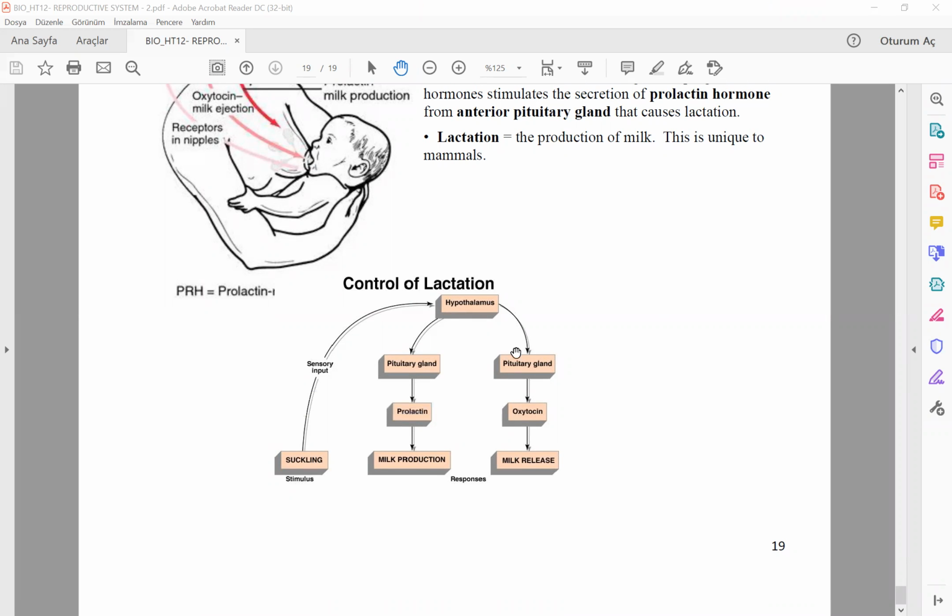The hypothalamus, through the posterior pituitary, secretes oxytocin, and it causes milk release. But also the hypothalamus affects the anterior pituitary gland, and the anterior pituitary gland secretes prolactin, and it increases milk production. Suckling of the baby causes more and more of a positive feedback mechanism on this lactation. And this is all about development. Thank you for listening.